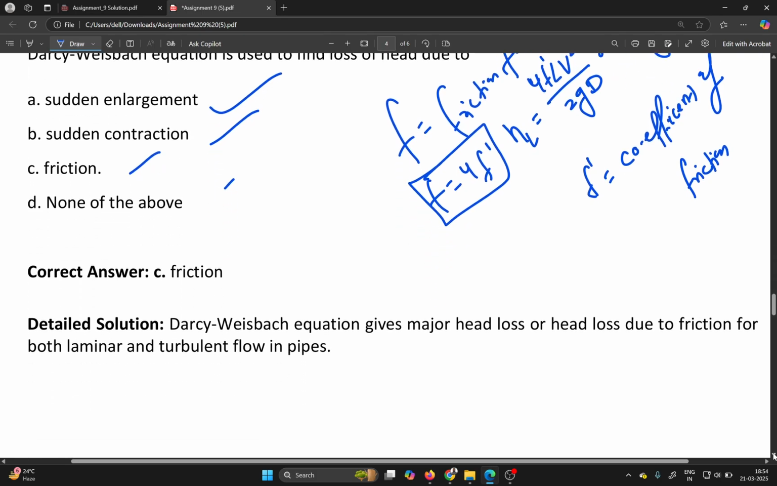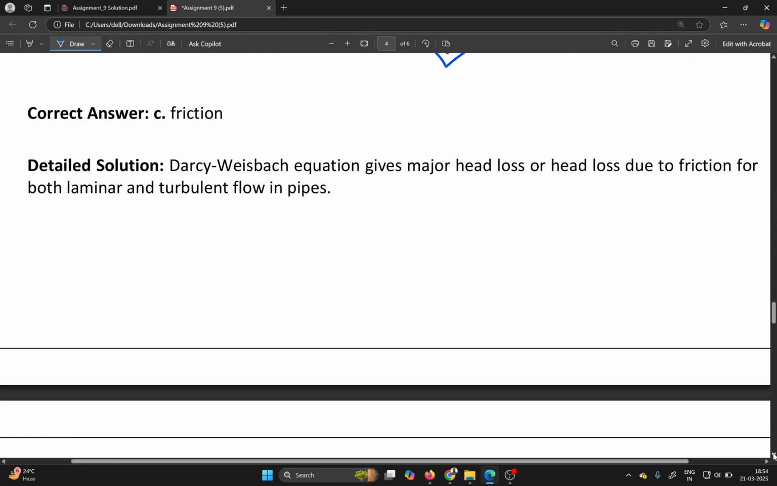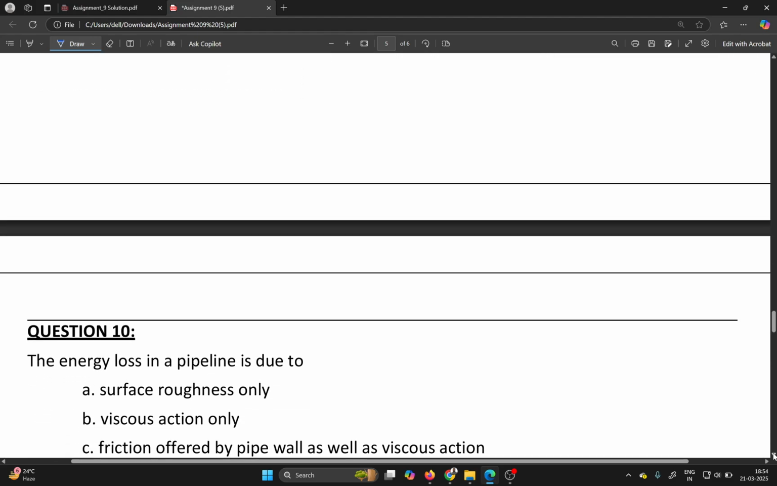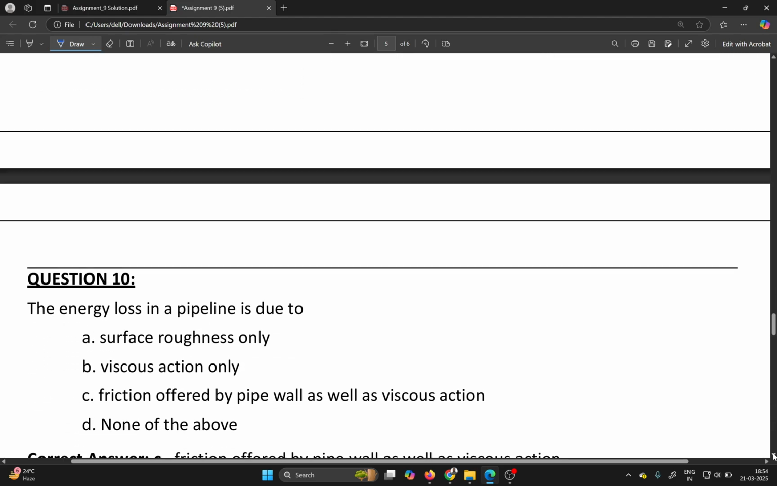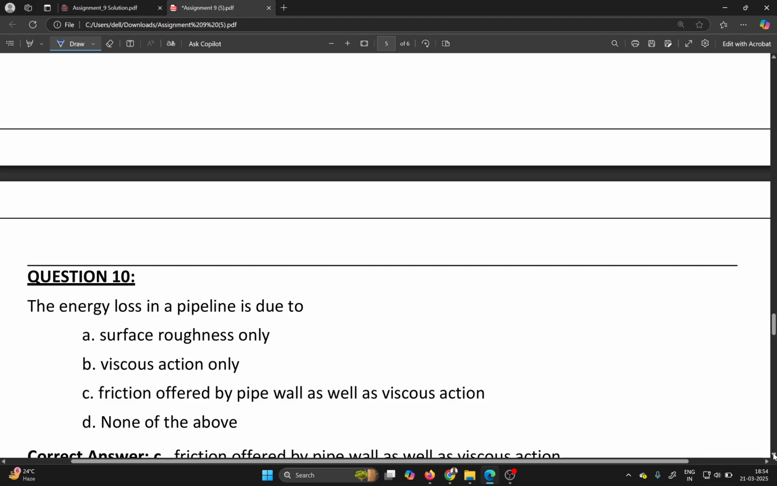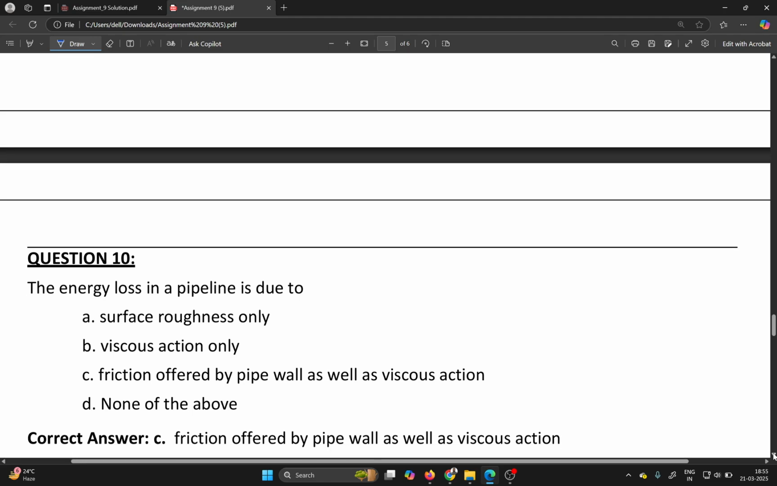Now, the next question is: the energy loss in a pipeline is due to surface roughness only, viscous action only, friction offered by pipe as well as viscous action, or none of them. Yes, energy loss is due to both viscous action as well as the friction offered by the pipe. Option C will be correct for question 10. Question 11.